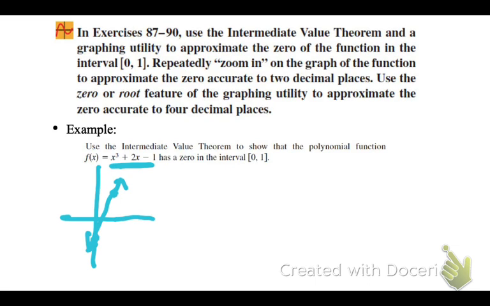x cubed plus 2x minus 1. A lot of times, guys, these things are just to show you how to use the calculators to help you out. Then we're gonna graph it, and you're going to hit zoom 6 because we messed with the window, yes? And we only need 0 to 1, don't we? Yeah. Okay, so I hit zoom 6.